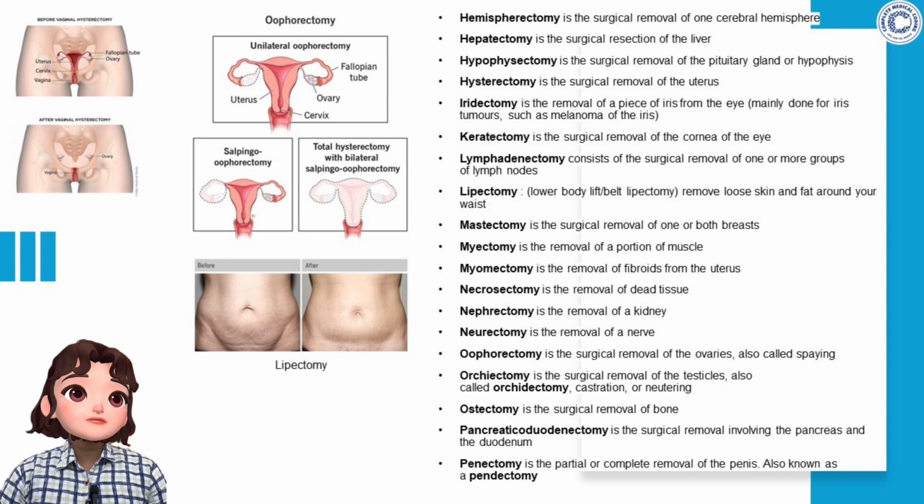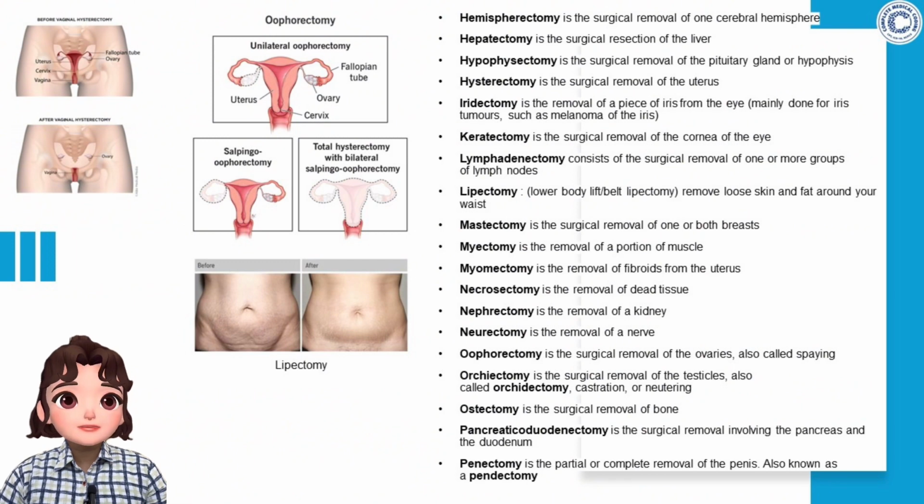Iridectomy is the removal of a piece of the iris from the eye. It's mainly done for iris tumors such as melanoma of the iris. Keratectomy, surgical removal of the cornea of the eye. Lymphadenectomy, surgical removal of one or more groups of lymph nodes.